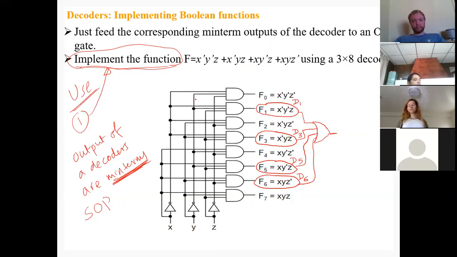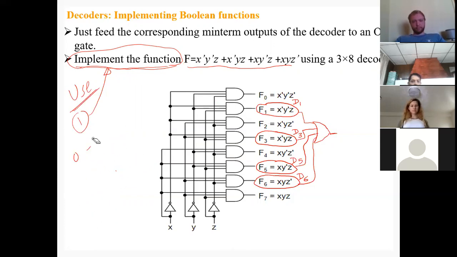Does it make sense? Okay. So suppose you want to implement this function now, for instance. What kind of decoder do you need? How many inputs? Depending on how many variables you have, here X, Y, Z, that's why you need a 3-input decoder.